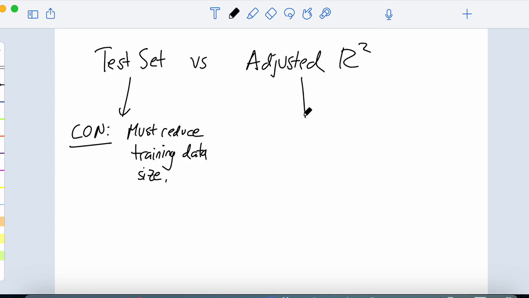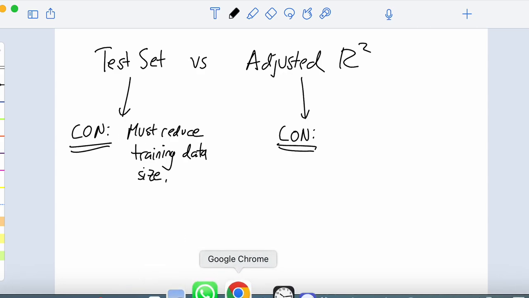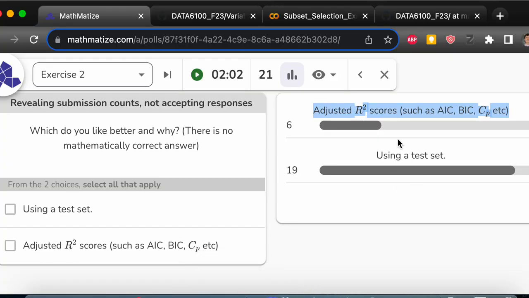Can we think of a con for the adjusted R squared? What is the con for the adjusted R squared? Why did everybody say they liked using a test set? Why don't they like using the adjusted R squared?